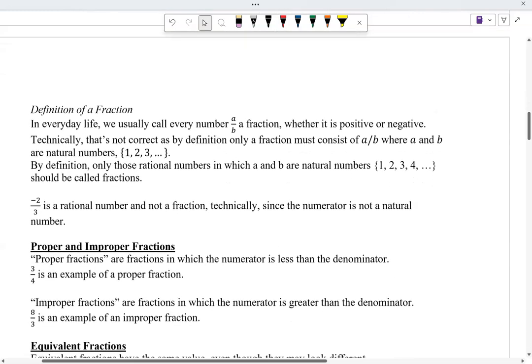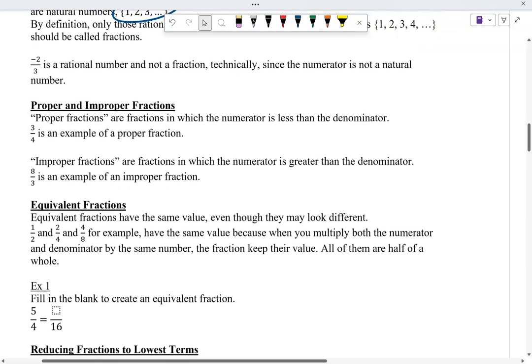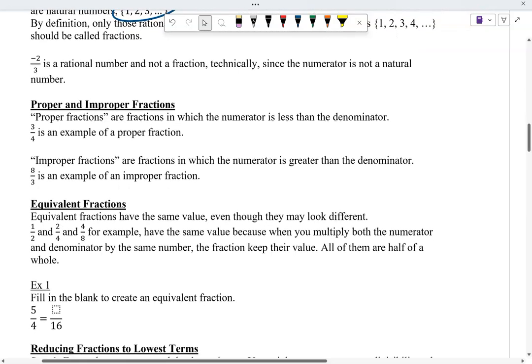Now, fractions we use loosely in everyday life, but technically a fraction has to be a positive natural number over another natural number, right? Otherwise, it's a rational number. Like negative 2/3 is a rational number. Technically, that is not a fraction. A fraction would be 2/3, where you'd have 2/3 of a pie. So no negatives technically with fractions, but you use that term loosely in everyday life.